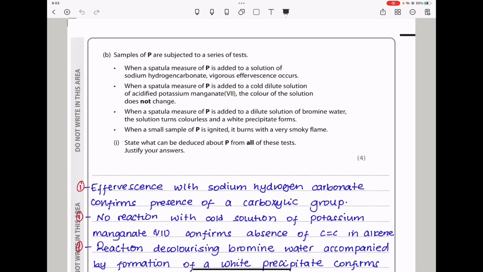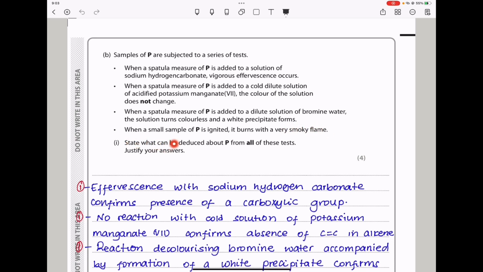That means it does not have a carbon-carbon double bond because the color would have changed from purple to colorless. Next they say, when a spatula measure of P is added to a dilute solution of bromine water, the solution turns color and a white precipitate forms. When phenols react with bromine water, the color changes to colorless and then a white precipitate forms. So this shows us that P has a phenol group. And then next they say, when a small sample of P is ignited, it burns with a smoky flame, so we can see it is highly unsaturated, so that could be aromatic.